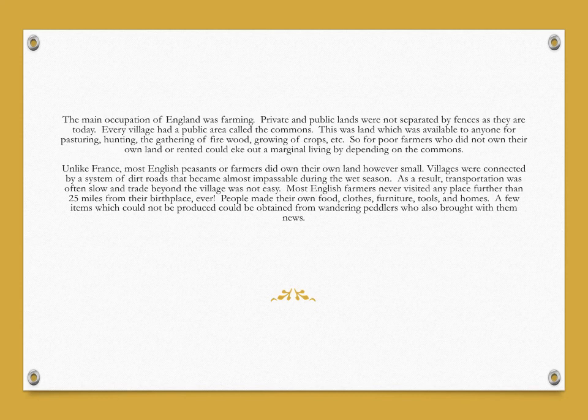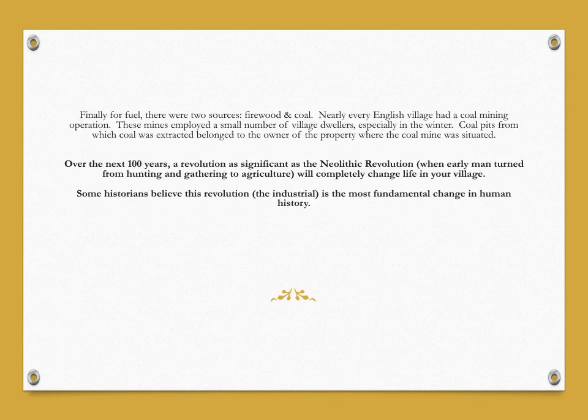People made their own food, clothes, furniture, tools, and they even built their own houses. A few items which could not be produced could be obtained from wandering peddlers who went from village to village and also brought the news with them. Finally, for fuel, there were 2 sources, firewood and coal. Firewood was located on what ring of the von Thunen model?